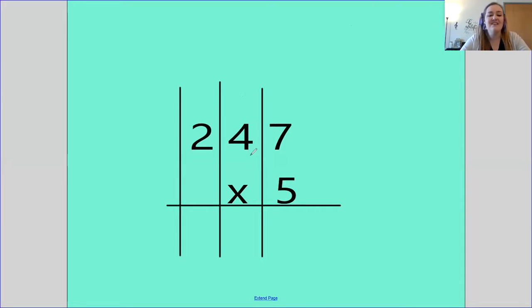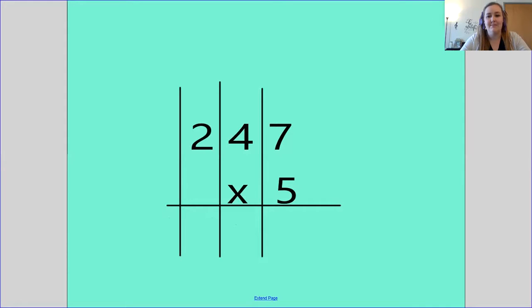7 times 5 gives me 35. Put my 3 up here, my 5 down here. I go to my tens column. 5 times 4 gives me 20, plus 3 gives me 23. I put my 2 up here and my 3 here. 5 times 2 gives me 10, and I add 2, I get 12. So there, I take it step by step. Did you get it done before me? Okay, let's try another one.